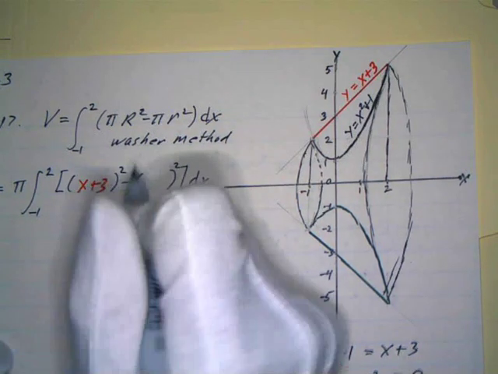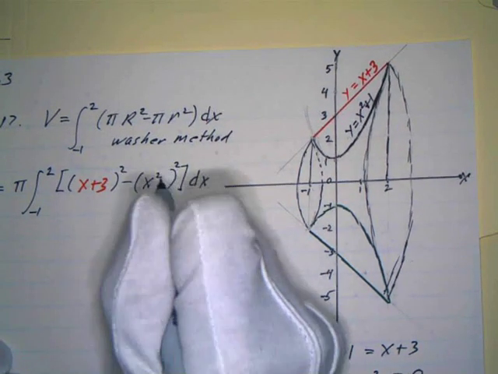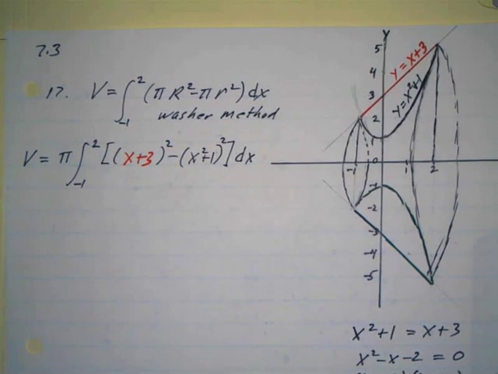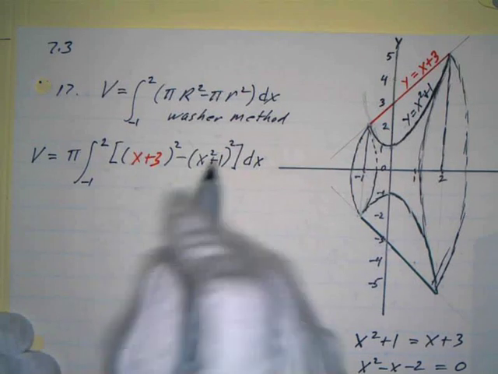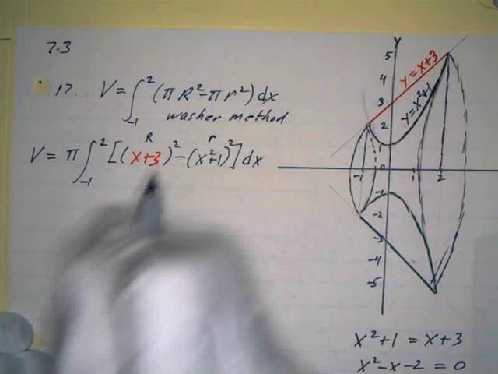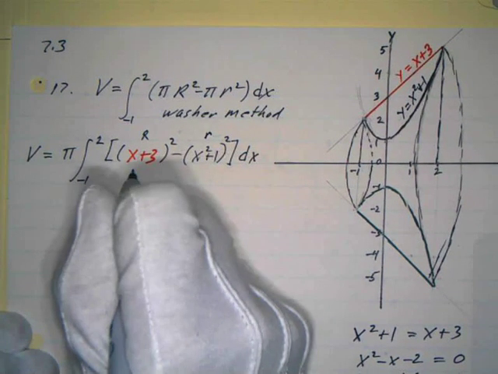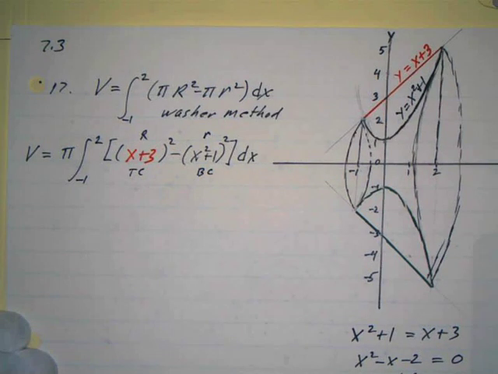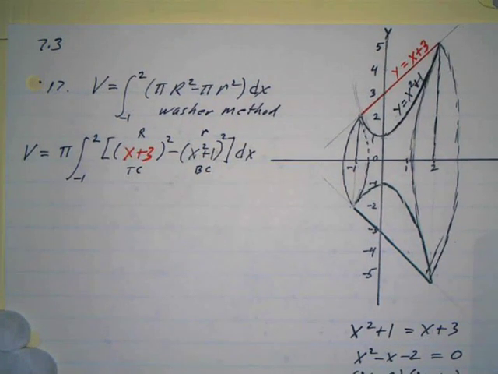And the other one is x squared plus 1. So this is your big R and your little r. And if we look at it, we can think of this as also the top curve and the bottom curve. Okay? That's about what we've got.